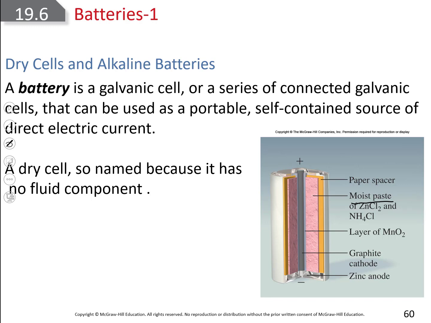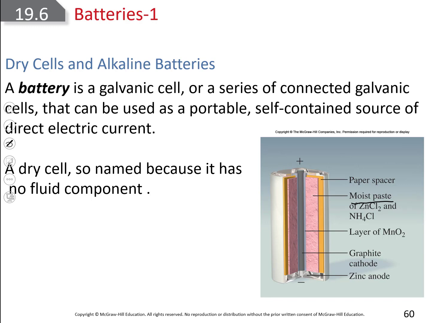So for this particular one, we have in the moist paste zinc chloride and ammonium chloride, and then we have a layer of magnesium oxide. In the very center core of this is a graphite cathode. So a graphite cathode basically looks like a giant piece of pencil lead. This is a graphite cathode right here that I just broke in half at the beginning of class accidentally.